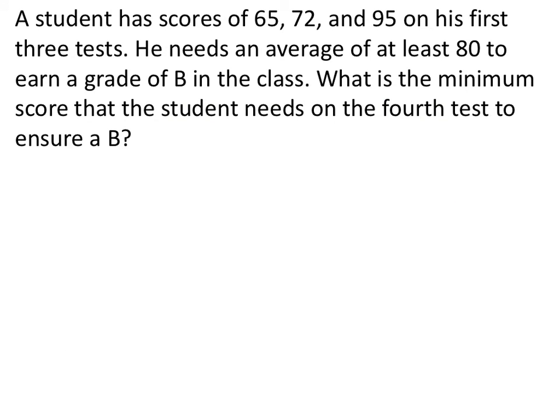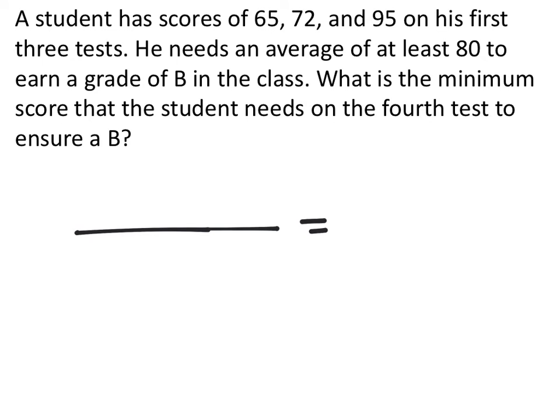A student has scores of 65, 72, and 95 on his first 3 tests. He needs an average of at least 80 to earn a grade of B in the class. What is the minimum score that the student needs on the 4th test to ensure a B? Now this is an average, you guys. Now I don't always show averages with fractions, but you can, right?